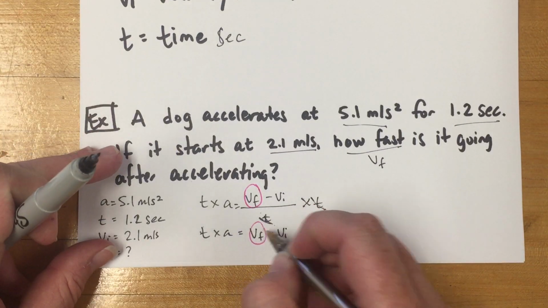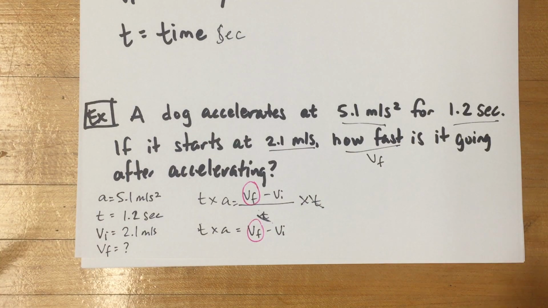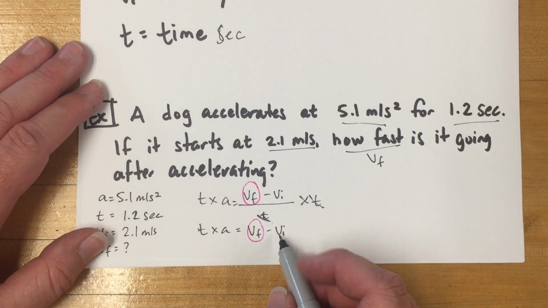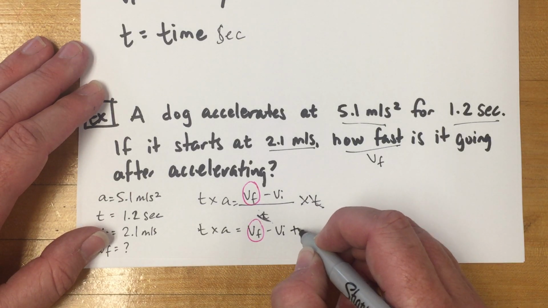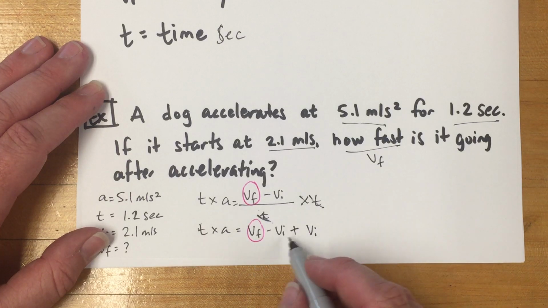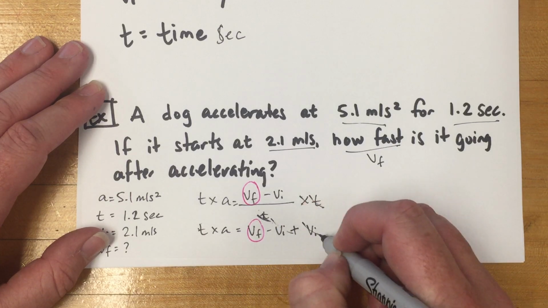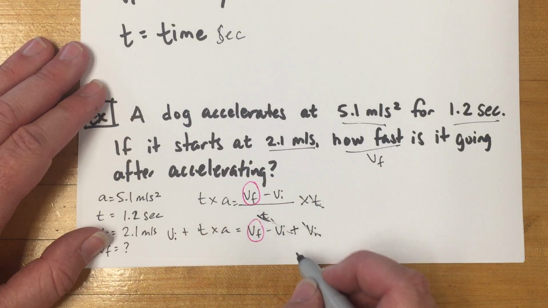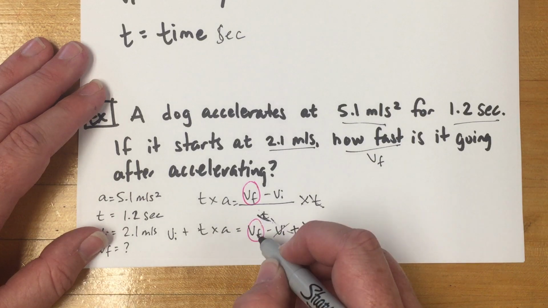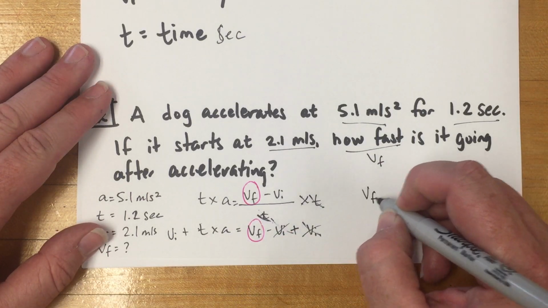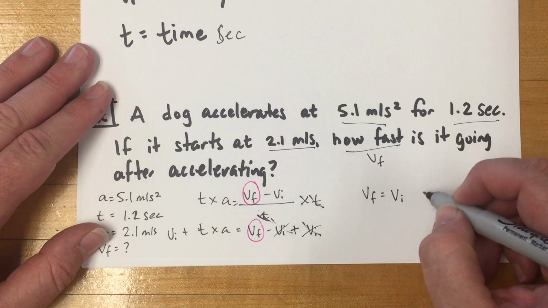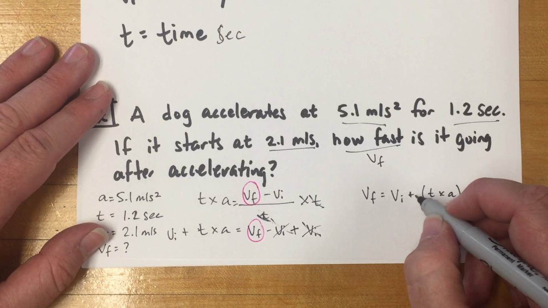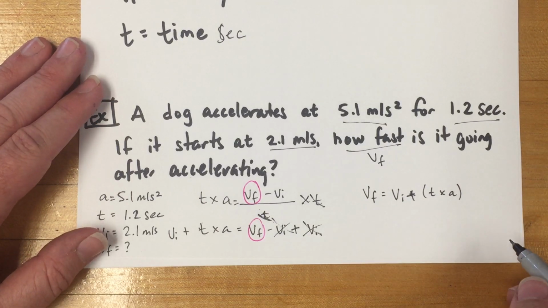I'm still trying to get VF by itself, and so I need to do the opposite of what's happening to the VI. Right now VI is being subtracted. The opposite of that is adding it. So I'll add it to both sides. VI, if I take it away and give it back, it cancels it out. But I do that to both sides. By canceling these out, I'm left with VF on this side. So I have VF is equal to VI plus T times A. I'm just putting that in parentheses so we can separate it a little bit.